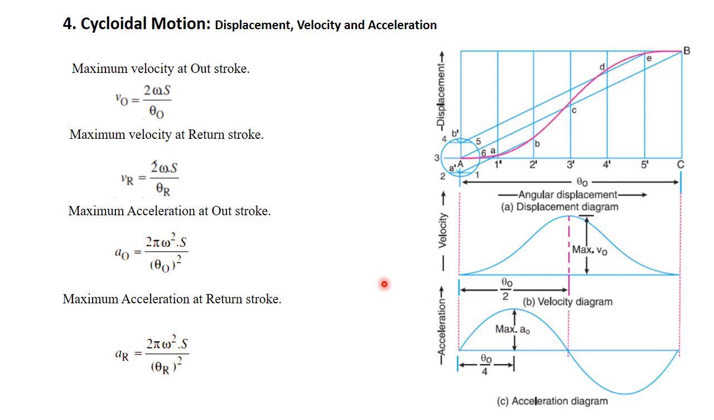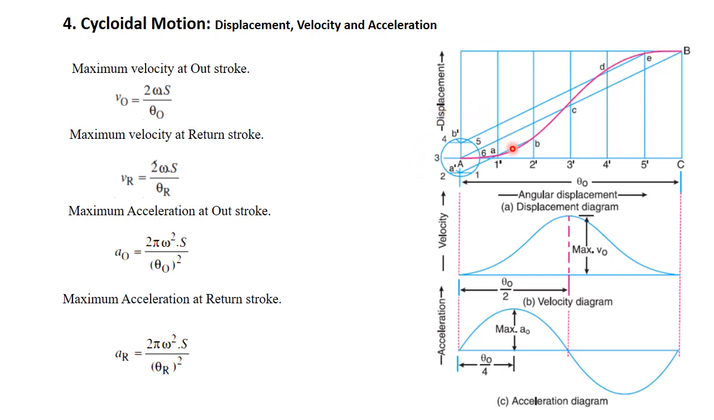So this is the cycloidal curve, and now the maximum acceleration, at the outward stroke and at the return of the outward stroke, remains constant, the same as in the previous case. The formula is the same, but the nature is not the same. So here we understand the cycloidal type of motion which can be imparted to the follower.